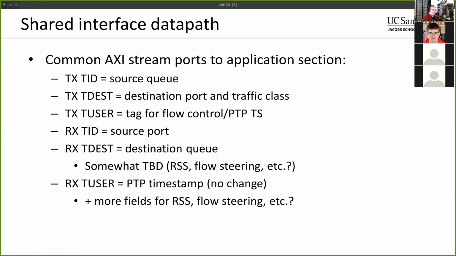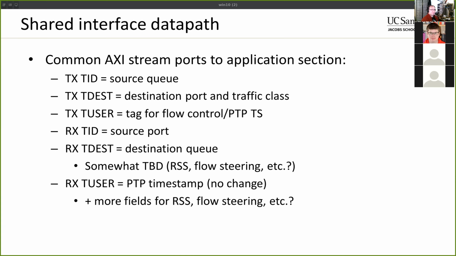If we're going to use the TDEST versus the RSS hash for computing the destination queue, or if we're going to do some sort of a mask operation where we'll use some bits from TDEST and some bits from the RSS hash computation. Not sure about that. Probably needs a little bit more thought, but we may need to add a couple of additional bits to TUSER as part of that. So right now the TUSER just carries the PTP timestamp, but potentially we'll have to add a couple additional fields for some of the other purposes.